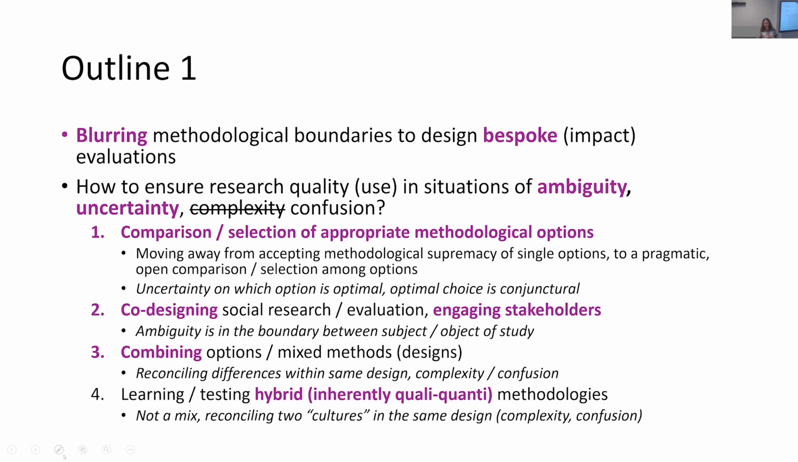So what happens when we don't follow a well-defined, well-established protocol and apply one single method? So there are certain risks connected to uncertainty, ambiguity, something that has potentially never been done before in that specific combination. So how do we ensure quality?